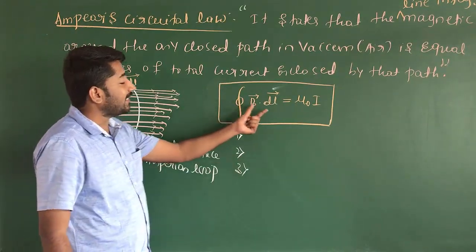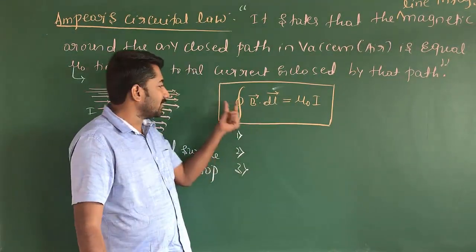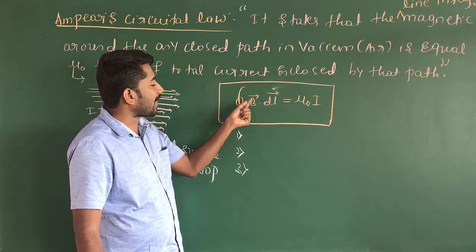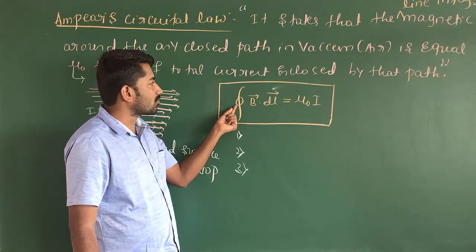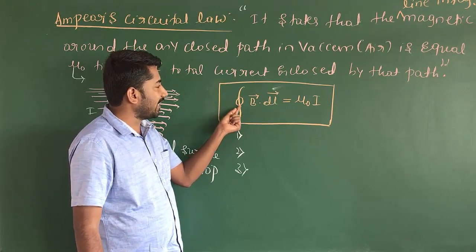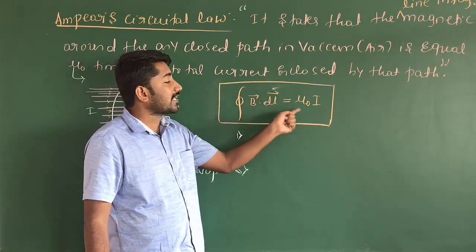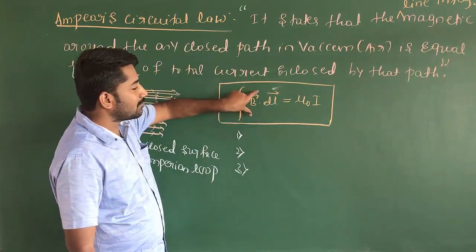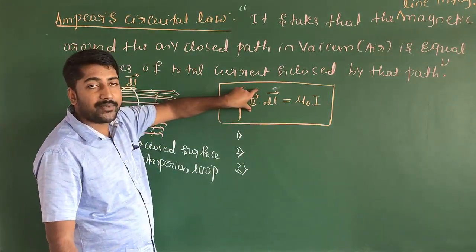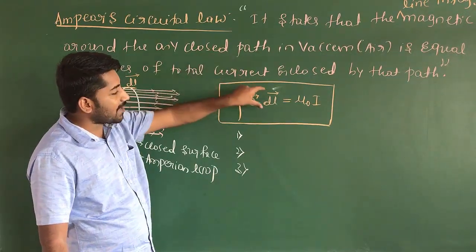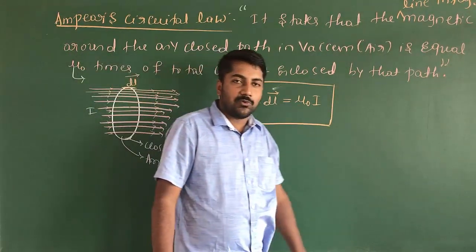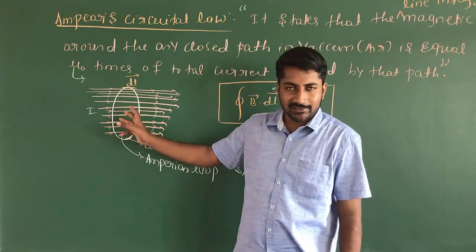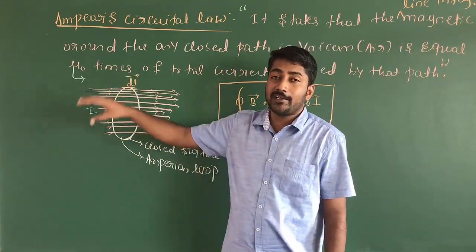And mathematically it is denoted by the symbol of the line integral. It states that the line integral of the magnetic field around any closed path in vacuum or air is equal to mu naught times the net current enclosed by that path. This is the mathematical form of the Ampere circuital law. Using this Ampere circuital law, we find the relation between current in the wire and the magnetic field produced around it.